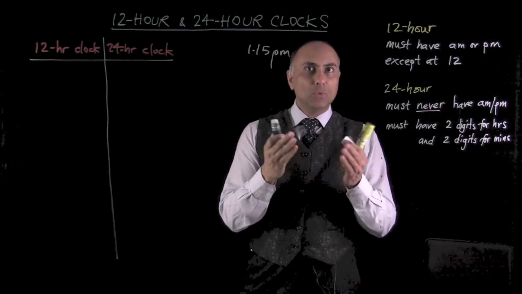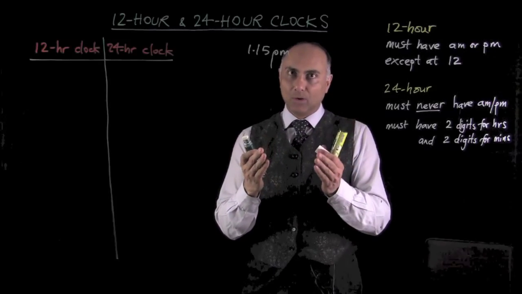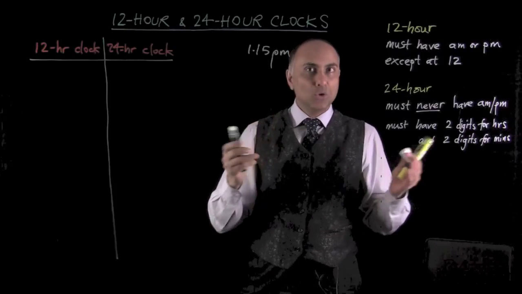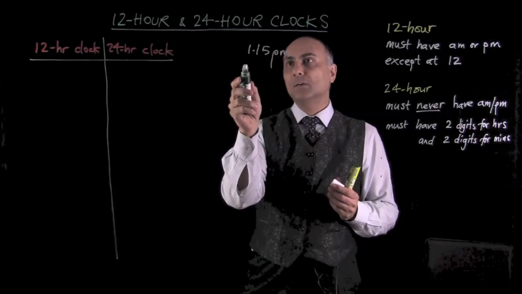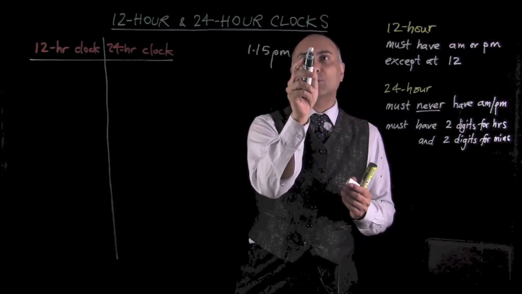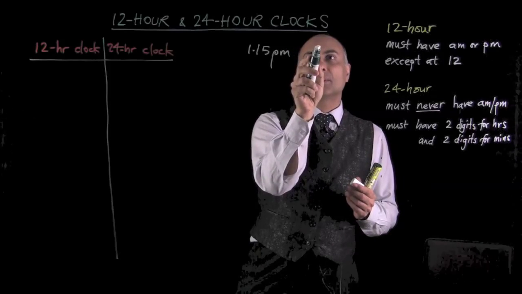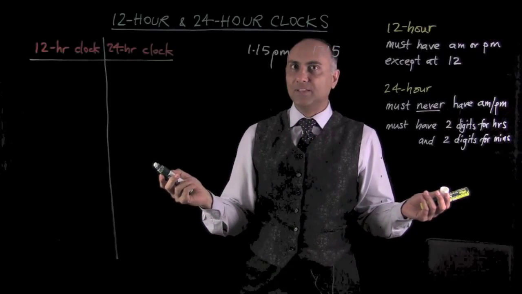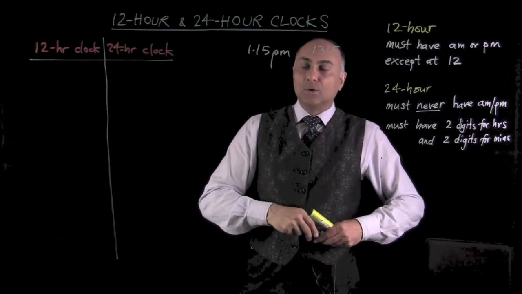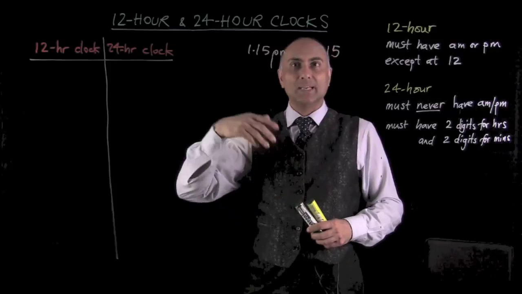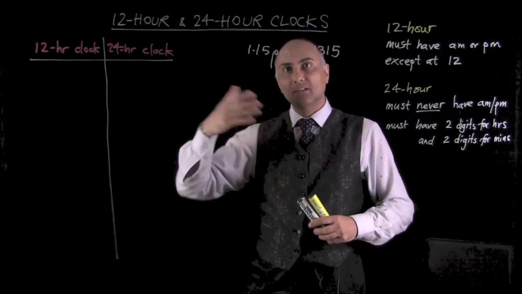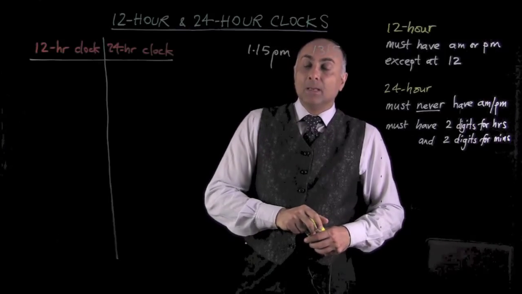Whereas, if we were writing it in the 24-hour clock, then it would look quite different. 1:15 in the afternoon, written in the 24-hour format, would look like this. Just 13:15. So I'm going to show you how to convert any time from 12 to 24-hour format and vice versa.